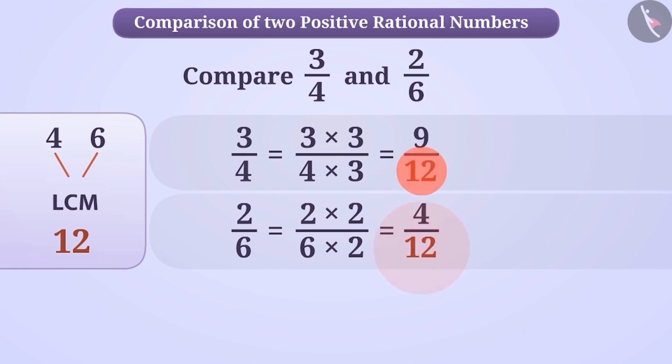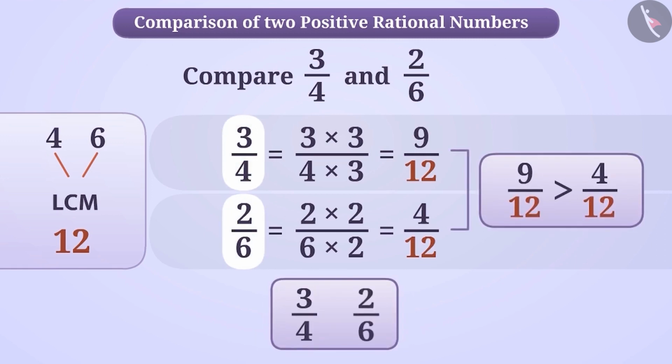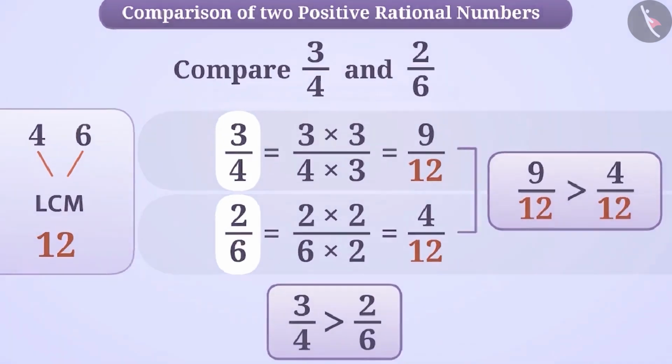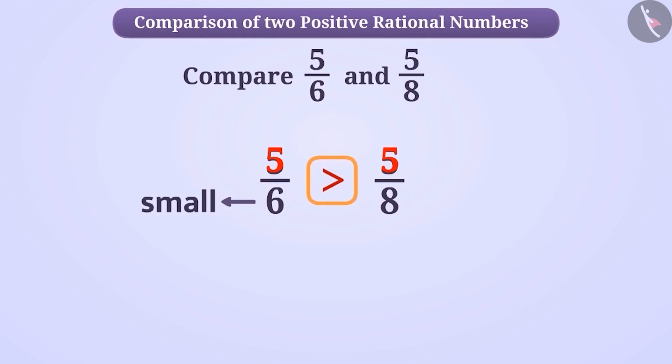Its denominator is also 12. Since the denominators are equal and numerator 9 is greater than 4, we can say that 9 by 12 is greater than 4 by 12, or 3 by 4 is greater than 2 by 6. Similarly, if the numerators of two rational numbers are equal and their denominators are unequal, then the rational number whose denominator is smaller is the greater rational number. For example, in 5 by 6 and 5 by 8, 5 by 6 is greater than 5 by 8.